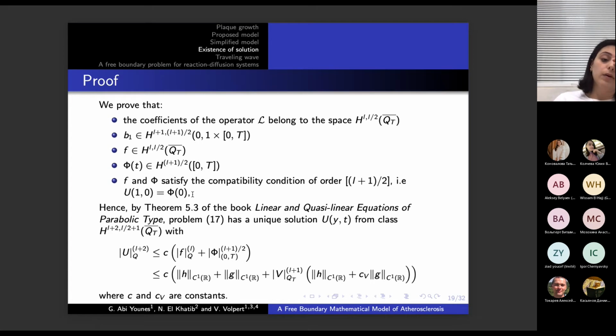So, how can we prove the theorem? In fact, we relied on a theorem in the book entitled Linear and Quasi-Linear Equations of Parabolic Type. In this theorem, there are several conditions to verify, and these are the conditions. Since we can verify all these conditions, we can prove the existence of a unique solution U for the system 17. Moreover, we can find an estimate for this norm of U using the norms of H, G, and V.